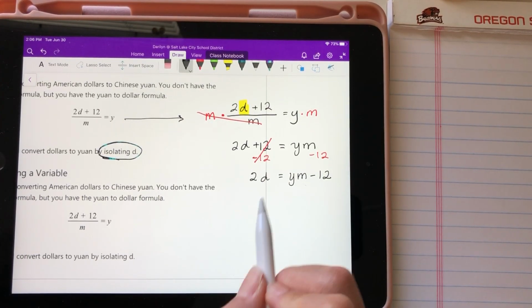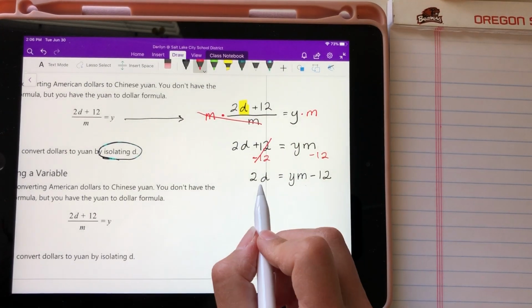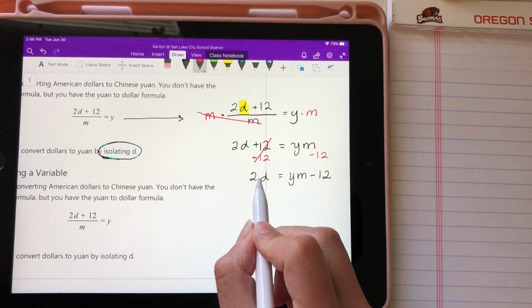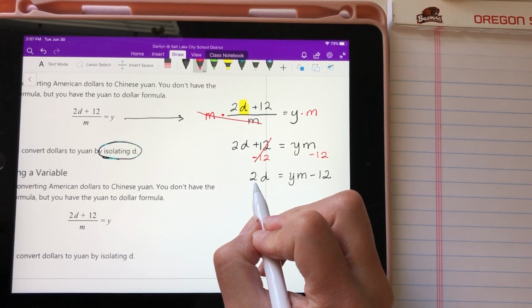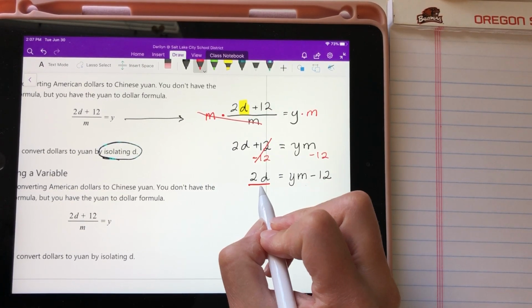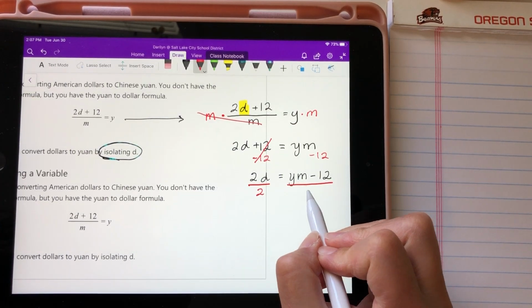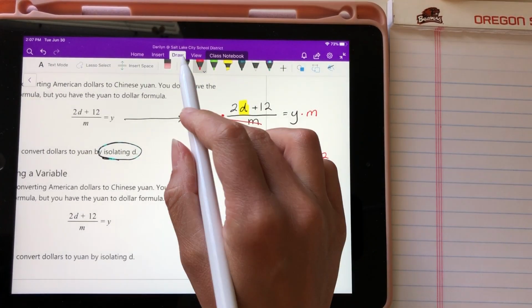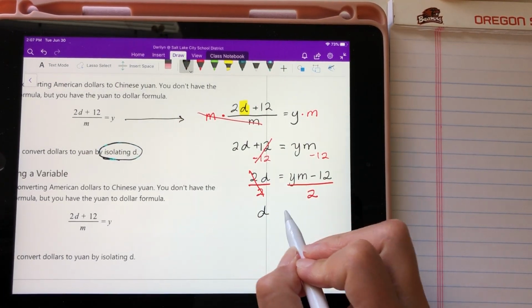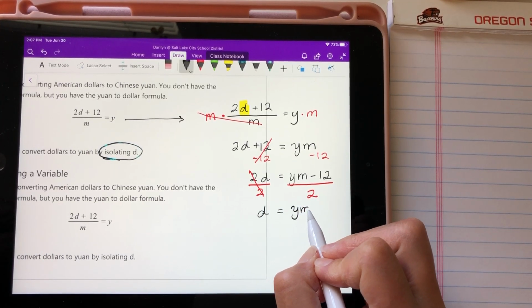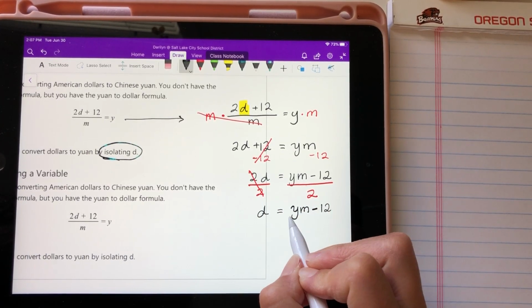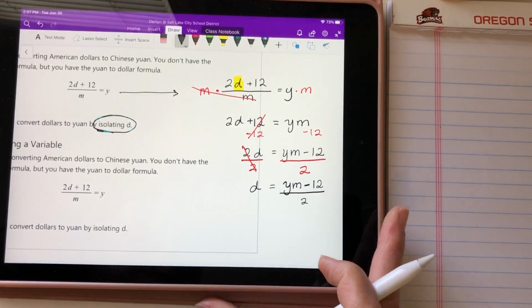Now my last step, my d is almost isolated. What is happening to it right now is it's being multiplied. The opposite of multiplication is division. I'm going to divide by 2. What you do to one side, you do to the entire other side. So then I get d = (ym - 12)/2.